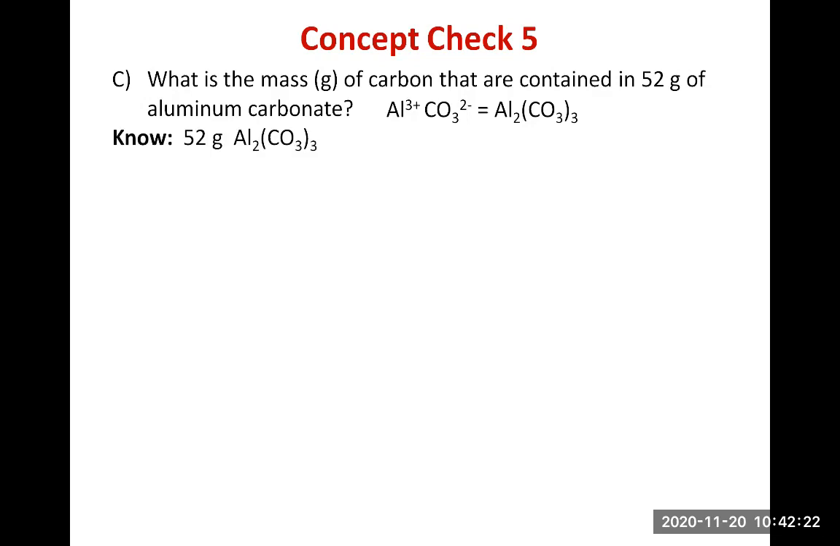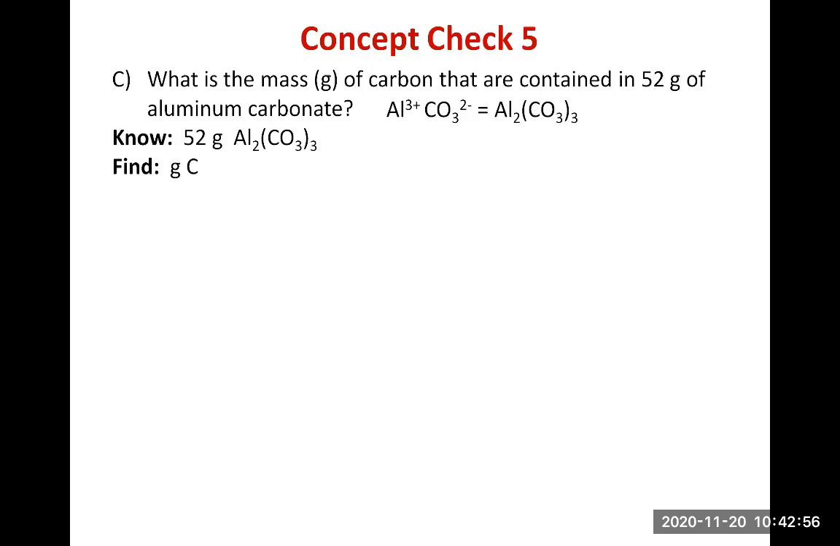So the given amount here is 52 grams of Al2(CO3)3. And we want to find the mass of carbon only. So we have grams of a compound and we want grams of a constituent element here. So the formula will help us to convert moles of the compound into moles of just carbon. But we have grams and we want grams in the end. So we will need the molar mass of the compound and the molar mass of the carbon.